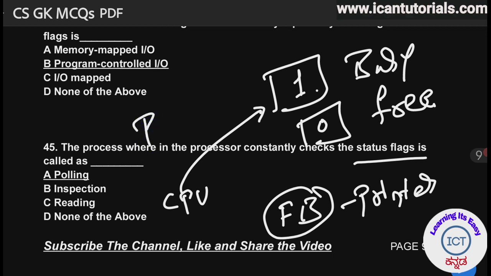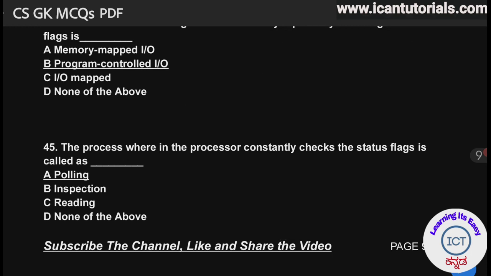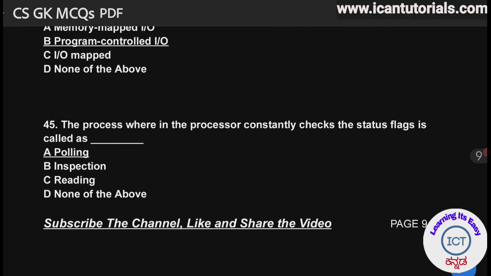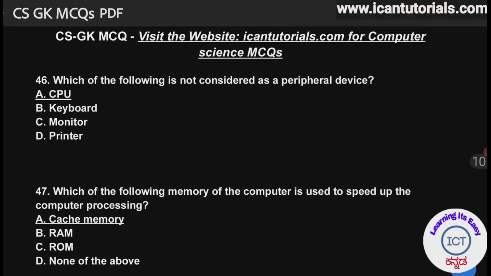This process is called polling. Polling is nothing but processor or CPU is going to check the value of status flag, whether 1 is present or 0 is present. 1 means busy, 0 means free. That is the meaning of polling as well as program controlled IO. Let us see the 46th question.